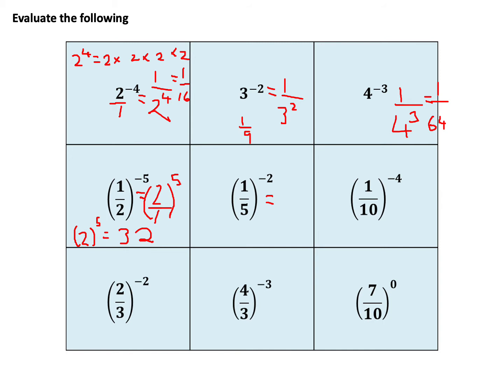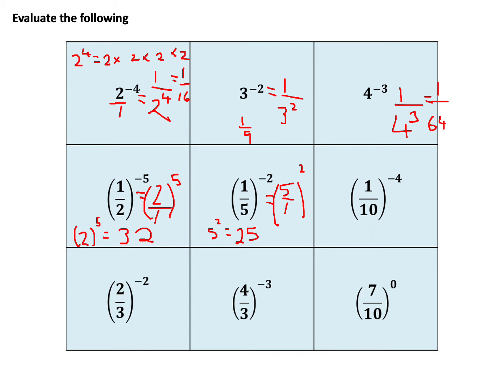Next one, guys, 1/5 to the minus 2. So flipping it, I get 5 over 1. And then I'm going to square my answer. 5 over 1 is just going to be 5. So it's 5 squared, which is 5 times 5, which is 25, guys. Okay, so that's my answer.